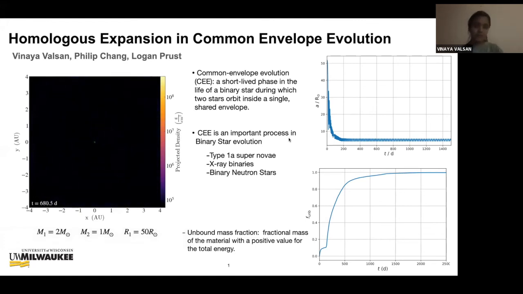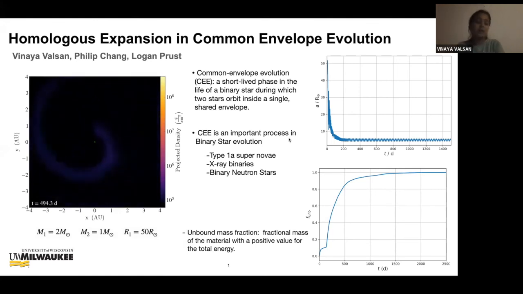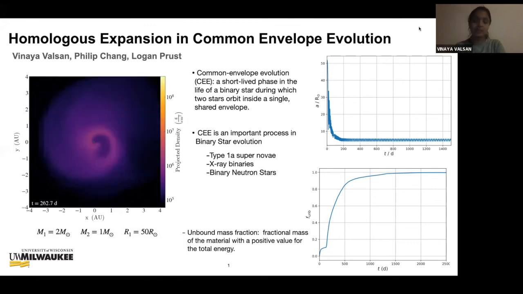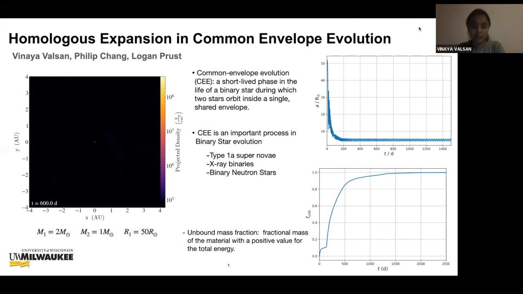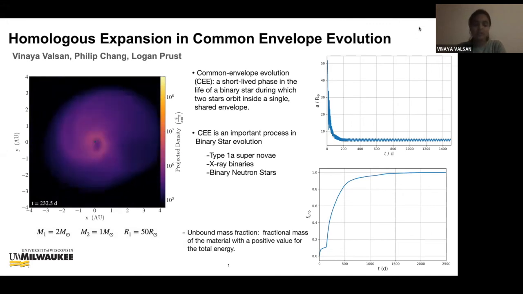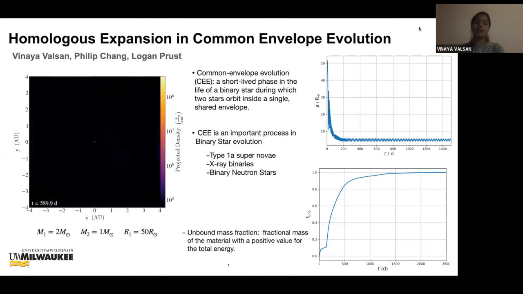So hi everyone, my name is Vinaya. I'm a grad student working with Phil. My talk today is on evidence of homologous expansion in common envelope evolution. Earlier today, Logan and just now Phil already talked about using MANGA in simulating common envelope evolution. So I used the same method to simulate a common envelope evolution system containing a 2 solar mass red giant and a 1 solar mass companion star.